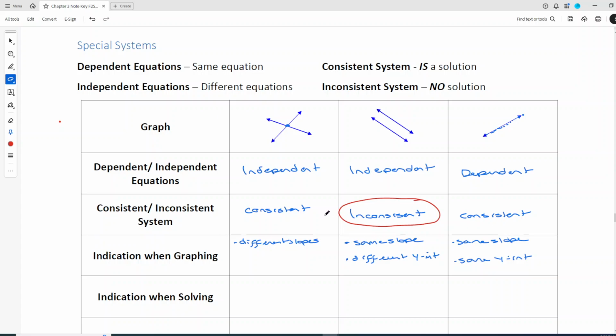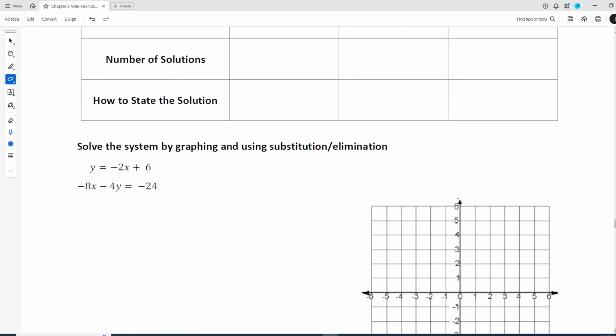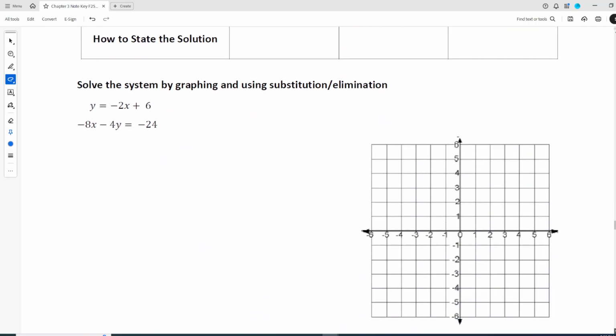Consistent's already taken, but it's the only set of equations that are dependent. So if you get no solution, we're going to say inconsistent. If you get an infinite number of solutions, or your two equations are the same line, you're going to say it's a dependent system. Okay, so you can tell that by graphing, but we're also going to look at what happens when you're solving. So we're going to skip this next little bit, and we're going to just look at our first example.